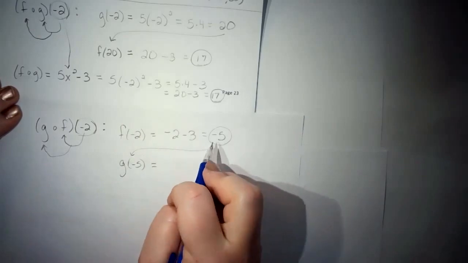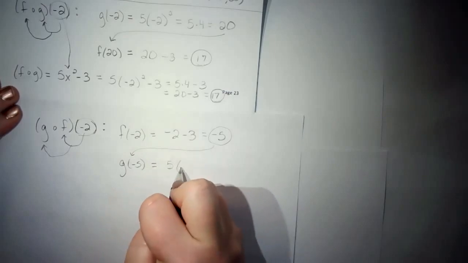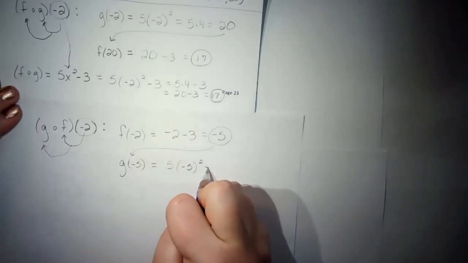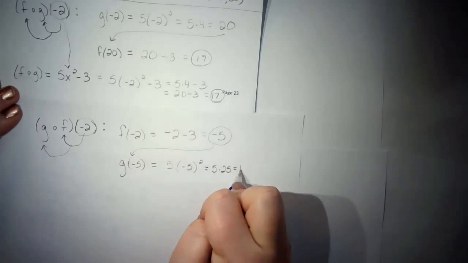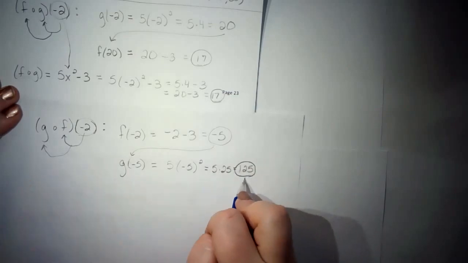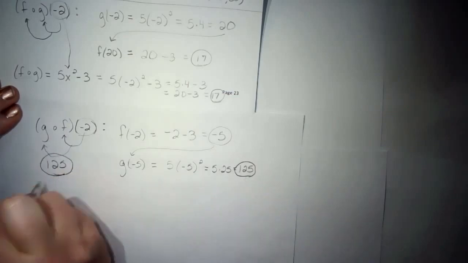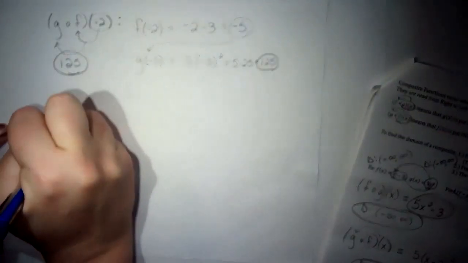Okay, because I got a -5. If I do that, let's see, what's my g? My g is 5 times -5 squared. That's going to be 5 times 25. That's going to be 125. And that is my final answer, 125. Okay, that's my answer.